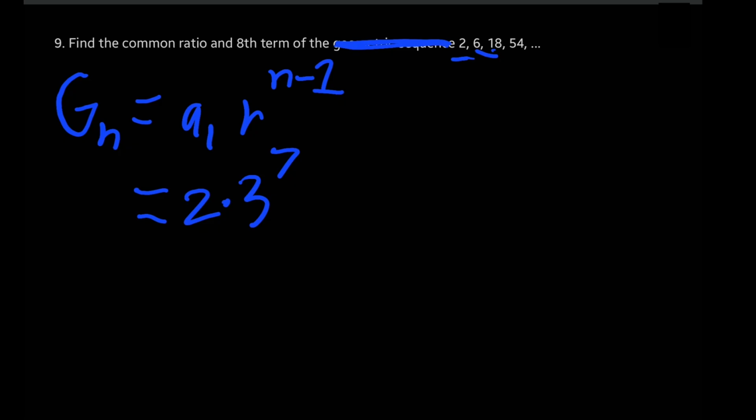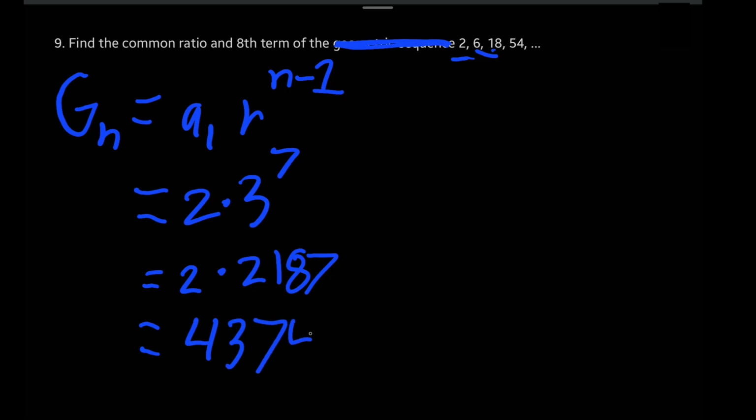So using a calculator, you can see 3 raised to 7 would be 2187, times 2. And the 8th term of our geometric sequence would be 4374. Quite large, yes indeed. So moving on.